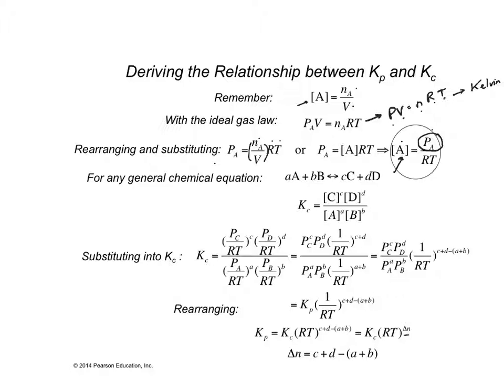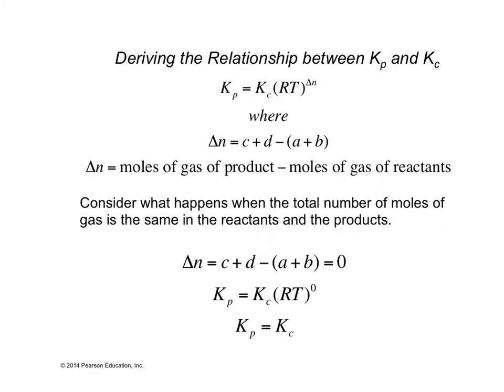So then we're going to take this and plug it into our Kc expression, okay? A bunch of math is going to occur. We're going to factor things out. We're going to cancel things. And long term, we're going to be left with this equation, which is Kp is equal to Kc times RT raised to the delta n power. Okay, and I'm going to talk about what delta n is in the next slide. Okay, so Kp is equal to Kc times RT raised to the delta n.